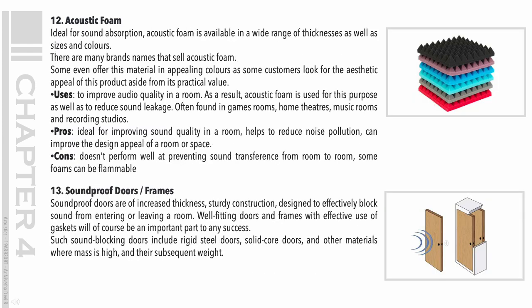12. Acoustic foam. Ideal for sound absorption, acoustic foam is available in a wide range of thicknesses as well as sizes and colors. There are many brand names that sell acoustic foam. Some even offer this material in appealing colors, as some customers look for the aesthetic appeal of this product aside from its practical value. Uses: to improve audio quality in a room. As a result, acoustic foam is used for this purpose as well as to reduce sound leakage. Often found in games rooms, home theaters, music rooms and recording studios.